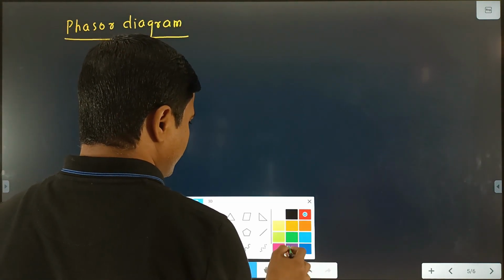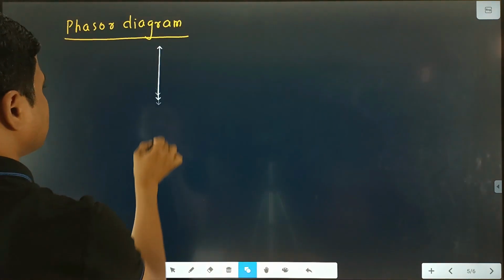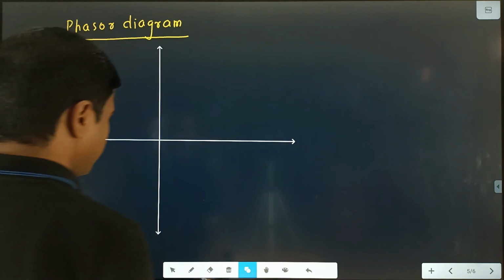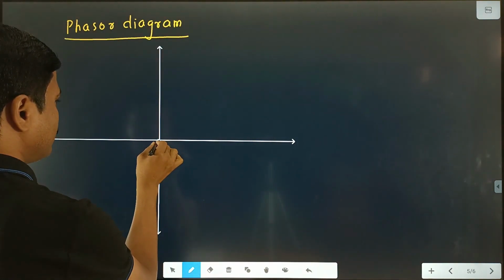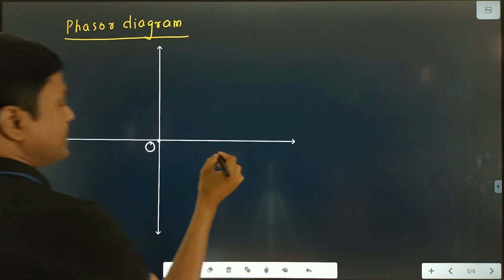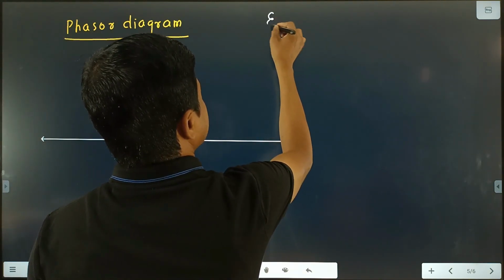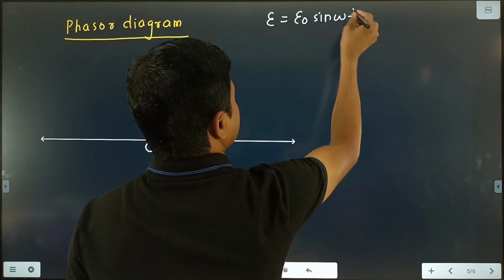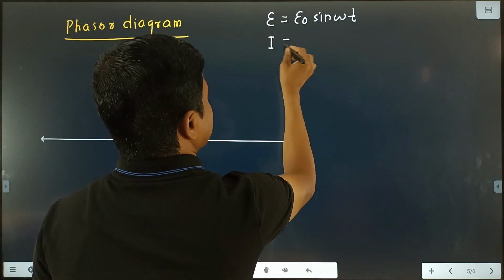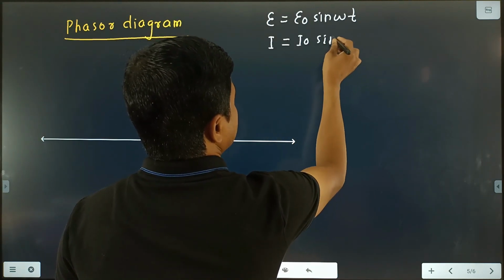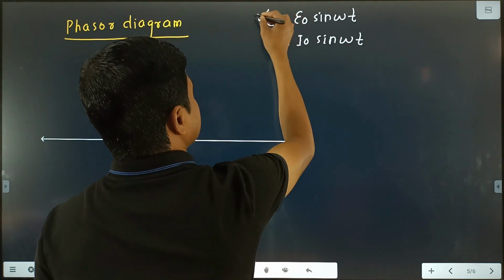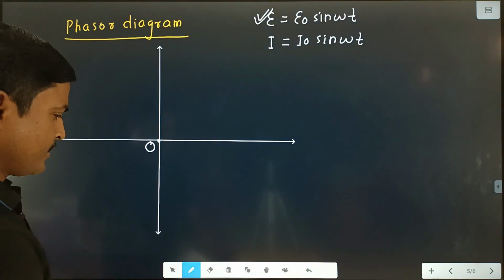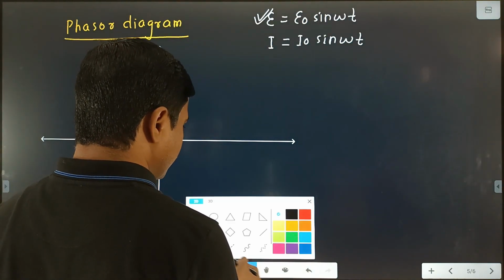And here we take two axes. Suppose this one is the y axis and this one is the x axis, and this point, that is the origin, we write O. And here we know the equation for EMF, that is E is equal to E0 sin omega t, and you know the equation of current, that is I is equal to I0 sin omega t. First we draw the voltage phasor, or that is also known as EMF phasor, and you know the phasor means that is a rotating vector.